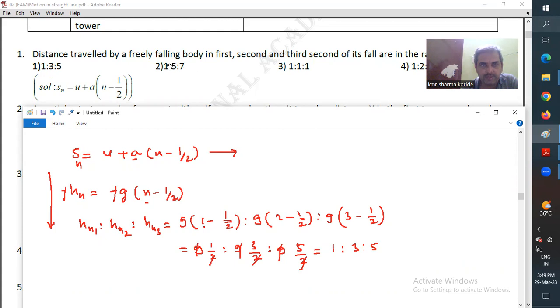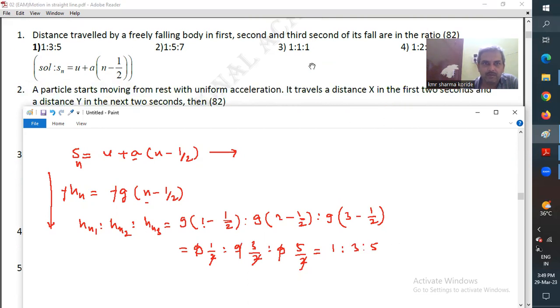In this year's NEET 2022, one more second is added, the fourth second. So if the fourth second is added, the extension will be 1 is to 3 is to 5 is to 7. Now moving to the next question.